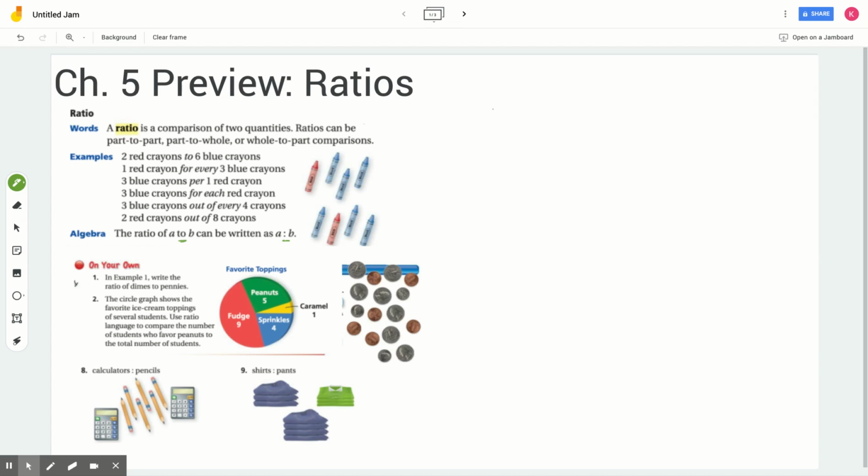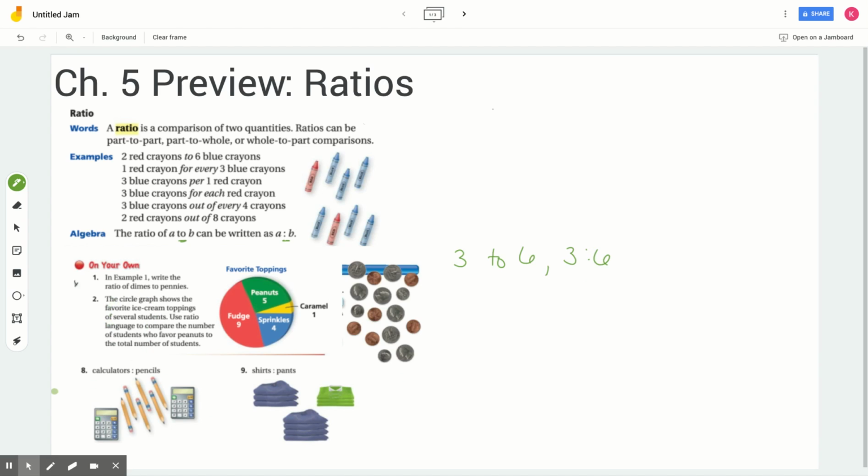If you look down here at number 1, it says in example 1, write the ratio of dimes to pennies. So if we look at this example over here, we can see that there are 3 dimes to every 6 pennies. So this ratio would be 3 to 6 or 3:6.